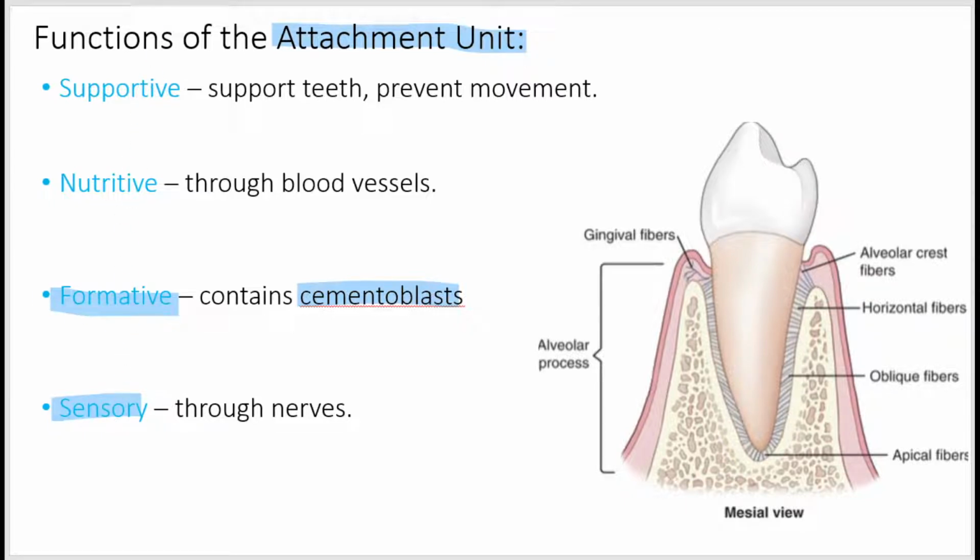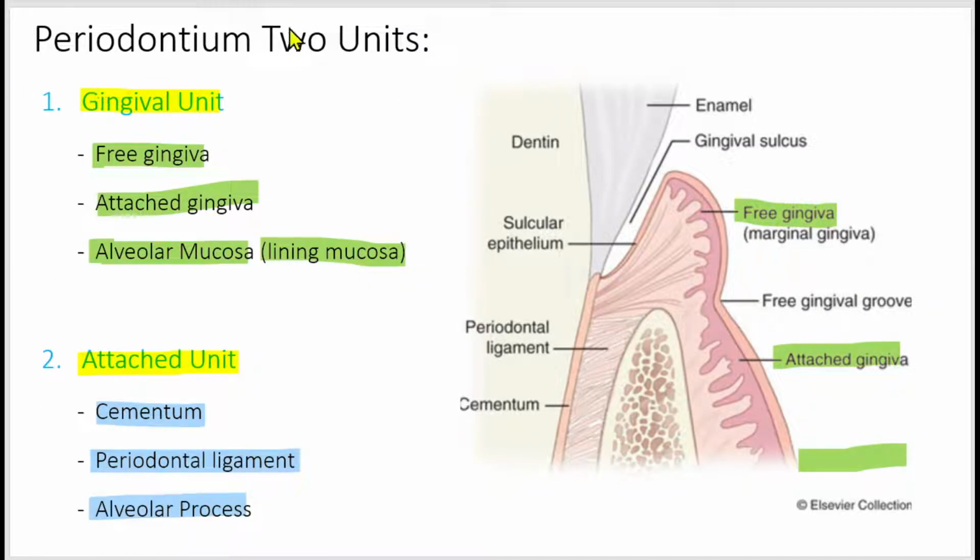Let's just go back to make sure that we are aware of all of these divisions, just to get the bigger picture. So again, as we said, we're talking about the periodontium. We know that the periodontium has two parts, two units, if we want to say. You have the gingival unit. Technically, that involves the gingiva, part of it the free, part of it the attached, and part of it the alveolar mucosa. And then you have the attached unit, and these are what attach the tooth to the inside of the jaw. Technically, this is the cementum, periodontal ligaments, and alveolar process.